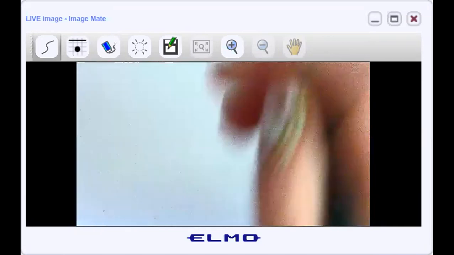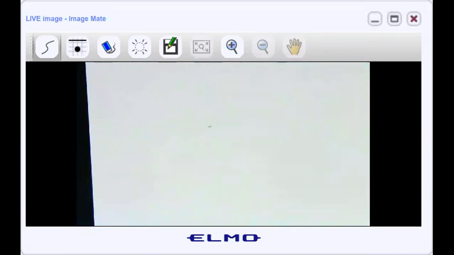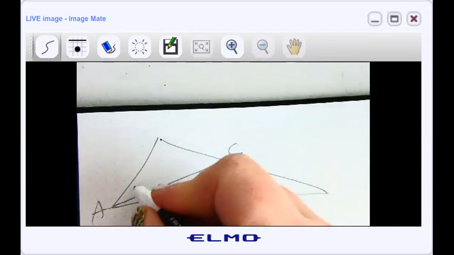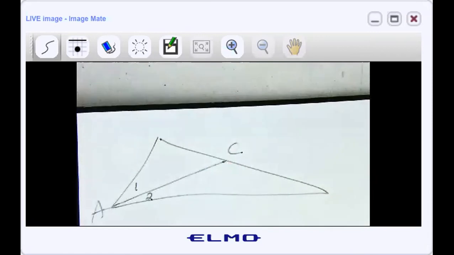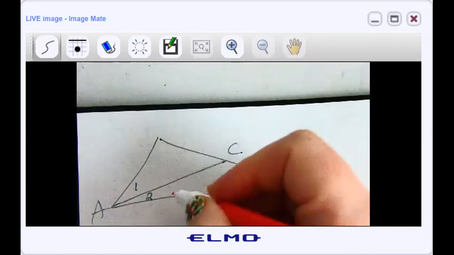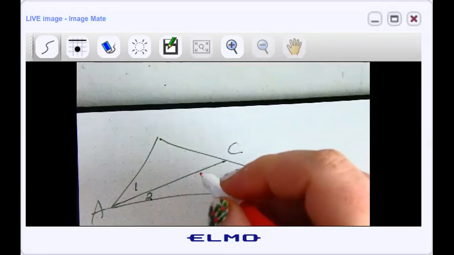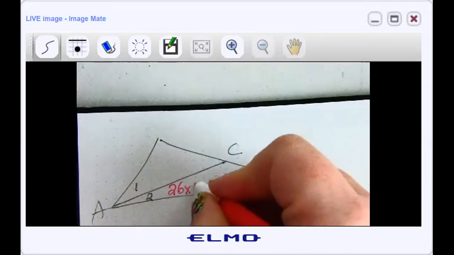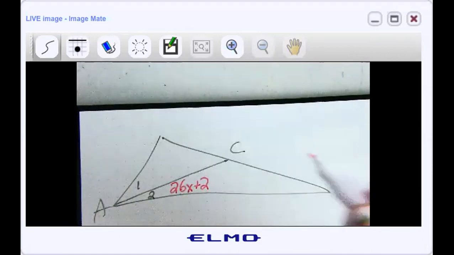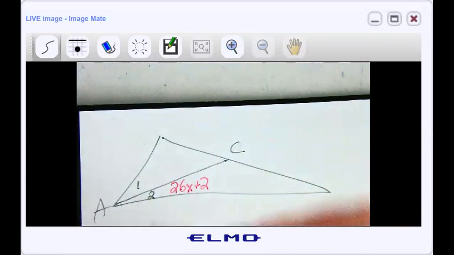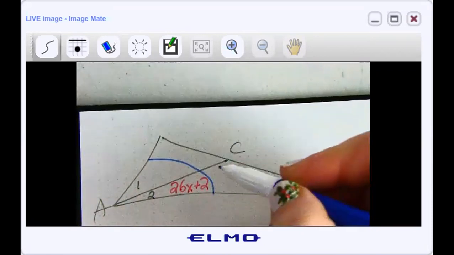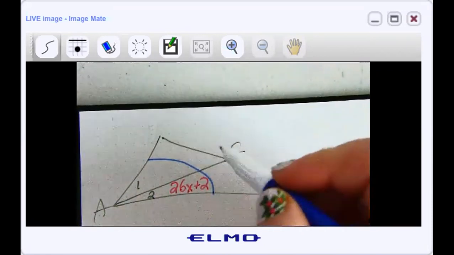So I have AC again. I remember it still is an angle bisector, so angles 1 and 2 are still going to be the same. Let me give you some values. This time I'll give you angle 2. Angle 2 is going to be 26x plus 2. And the whole big angle, I'm going to give you again. So the big angle is, what is it this time? 55x minus 2.